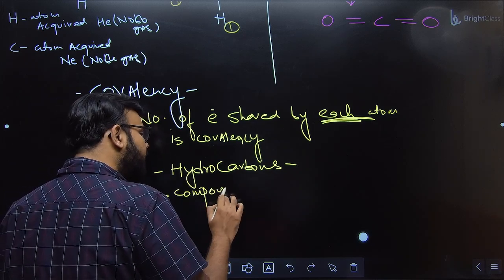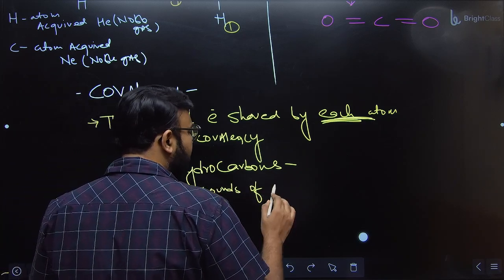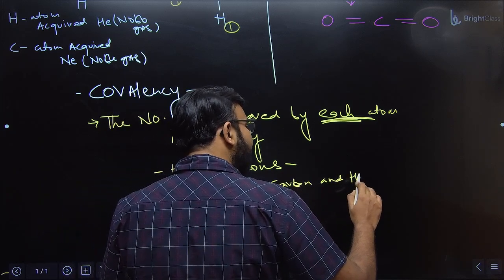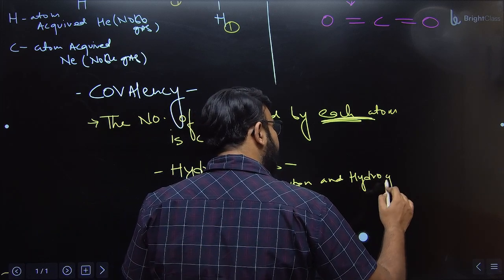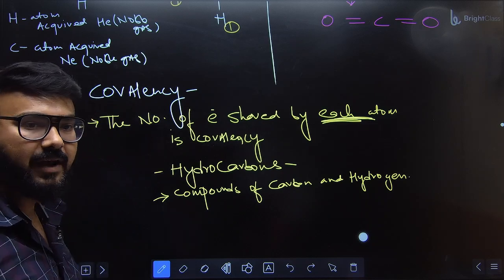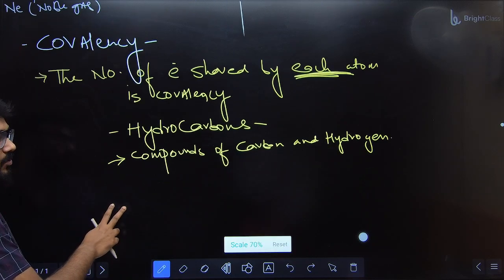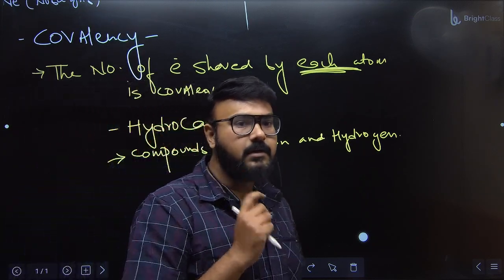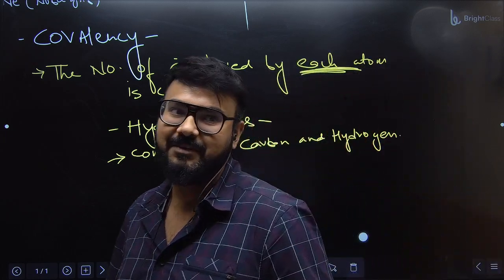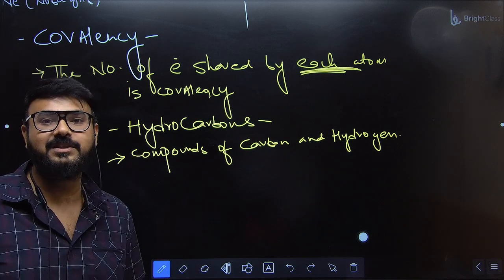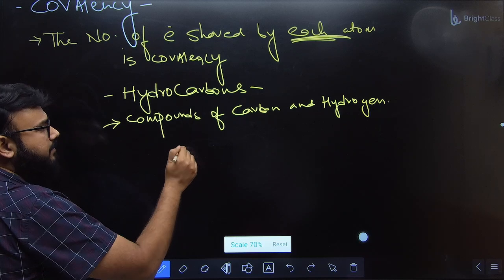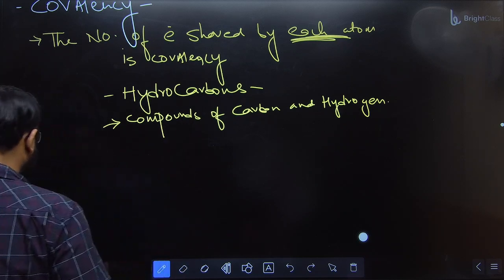So compounds of carbon and hydrogen. Even if you don't write hydrogen, by default hydrogen is there. You can say hydrogen is like the green chili or coriander leaf which comes free when you buy vegetables. It comes for free along with that carbon. Understood now? So remember, hydrocarbons are mainly categorized in 3 categories.